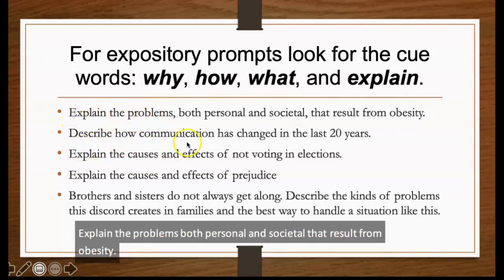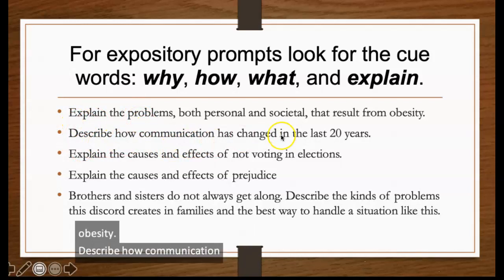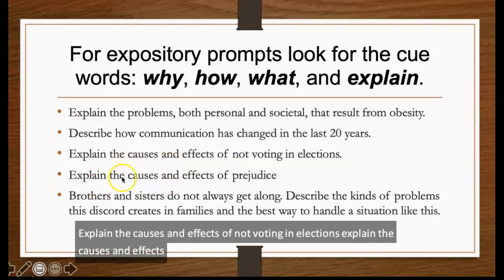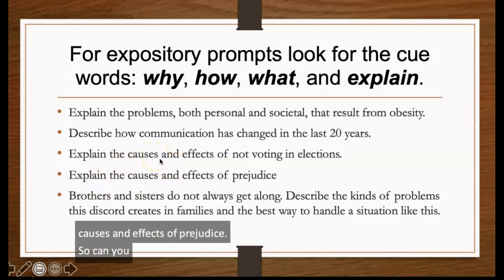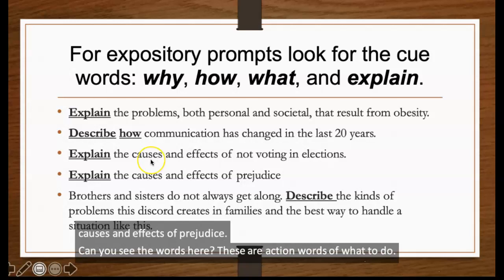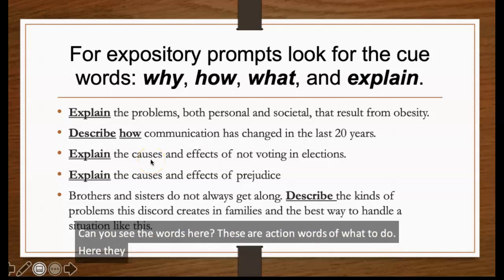Describe how communication has changed in the last 20 years. Explain the causes and effects of not voting in elections. Explain the causes and effects of prejudice. So can you see the words here? These are action words of what to do. Here they are: explain, describe how, explain, describe.